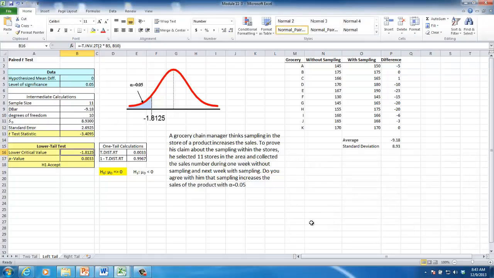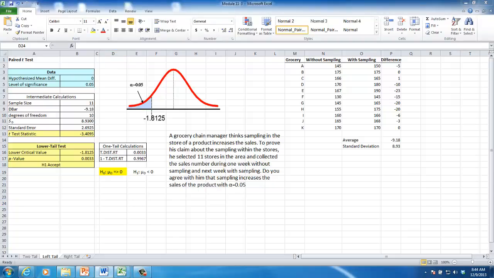So once we know our critical value, -1.8125, any number less than this would mean H1 is accepted, and any number greater than this would mean H0 is accepted, including -1.8125. Now, the next step is to find our test value.